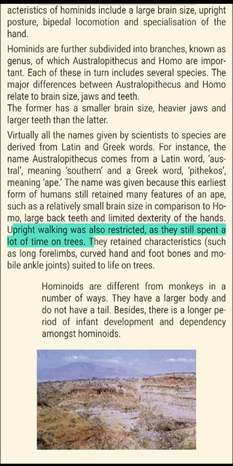The name was given because this earliest form of humans still retained many features of an ape, such as a relatively small brain size in comparison to Homo, large back teeth and limited dexterity of the hands. Upright walking was also restricted, as they still spent a lot of time on trees. They retained characteristics, such as long forelimbs, curved hand and foot bones and mobile ankle joints, suited to life on trees.